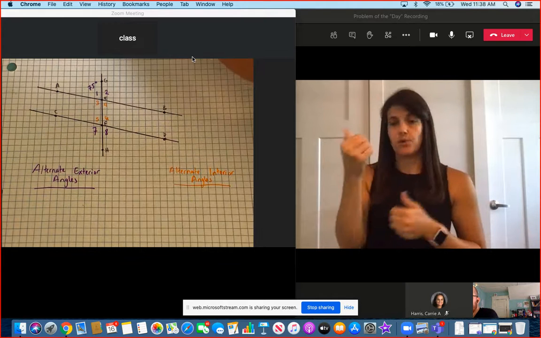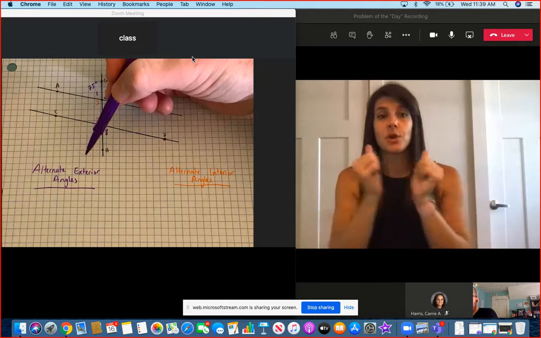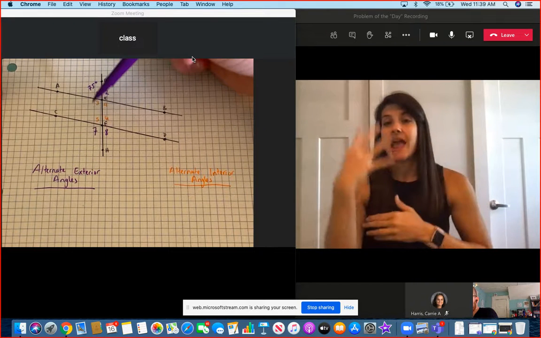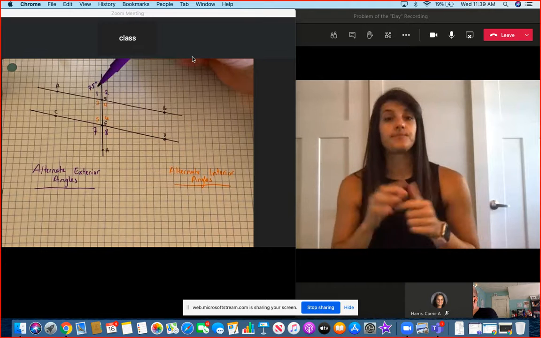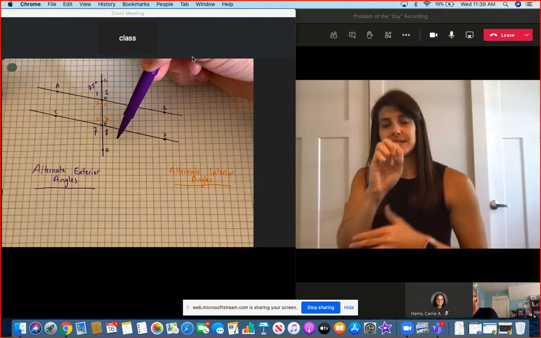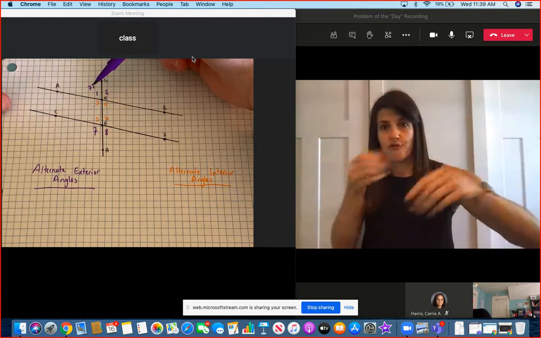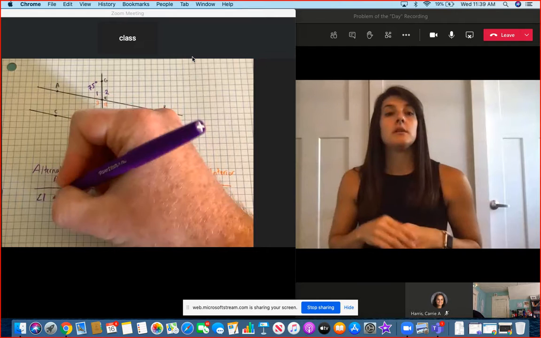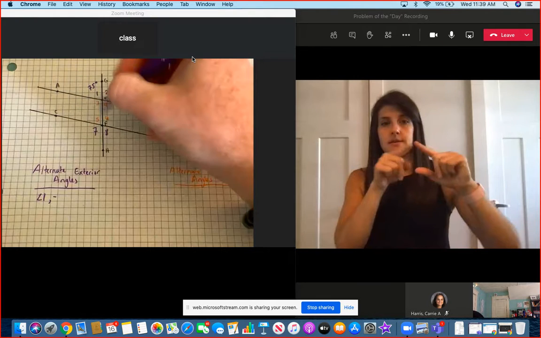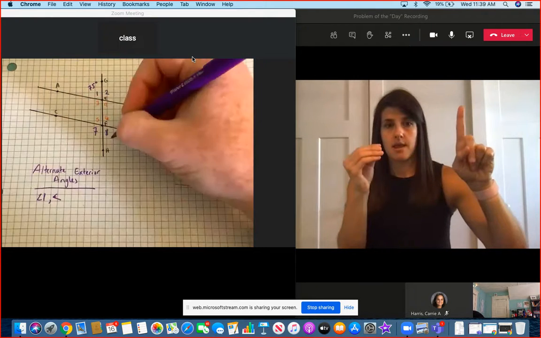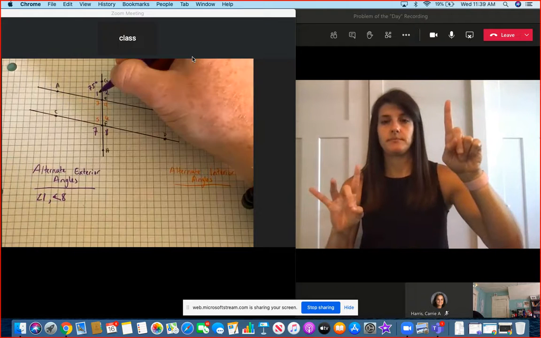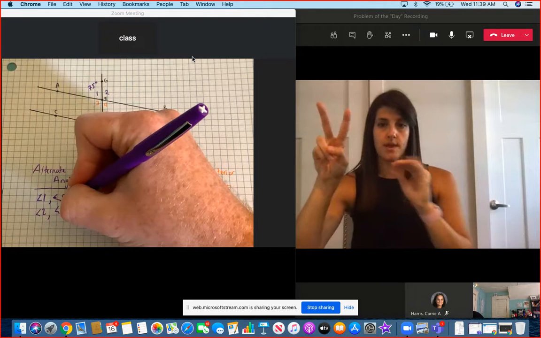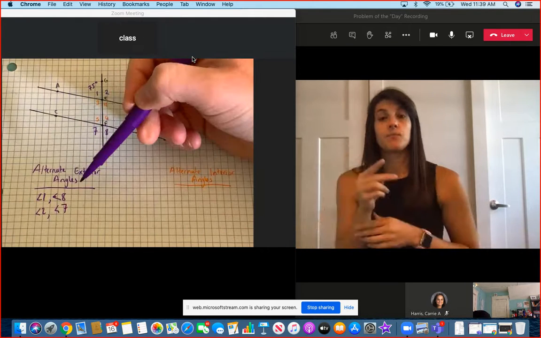We'll start with our exterior angles. Remember, exterior refers to any angles on the outsides of the parallel lines, and alternate being that they are on one side of the transversal and the other. So our pairs for alternate exterior angles would be angle 1 and angle H, or angle 8, excuse me. And then we have angle 2 and angle 7. Those are our exterior angles.